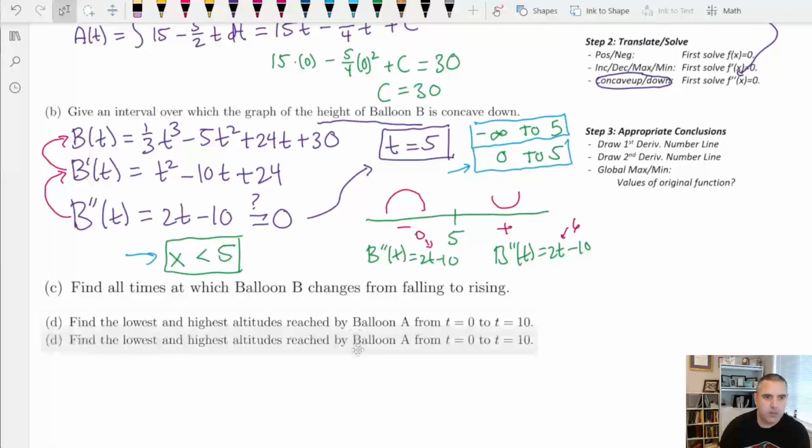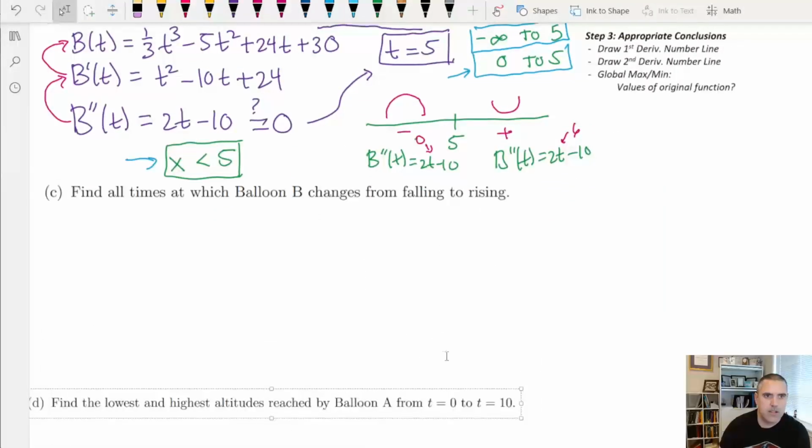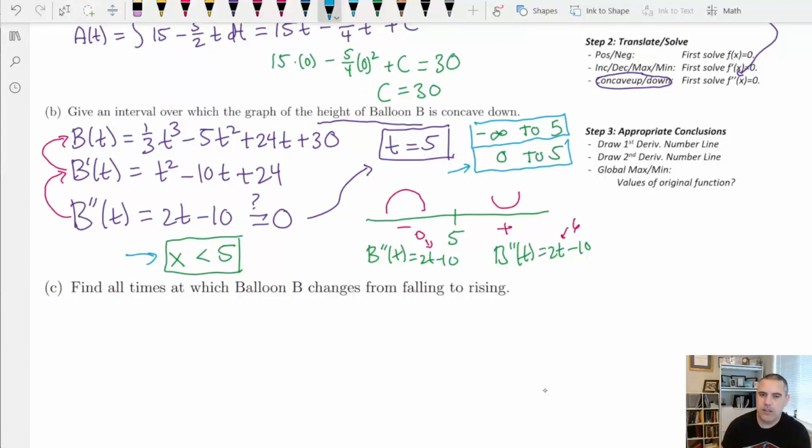All right, let's keep going. Part C of the question says, find all times at which balloon B changes from falling to rising. So now you're going to have to think about, what does it mean to be falling or rising? That means it's increasing or decreasing. So right away I know it's going to have to do with the height and its first derivative. Second derivative tells me a concavity. Increasing and decreasing is about the first derivative. So this is talking about balloon B.